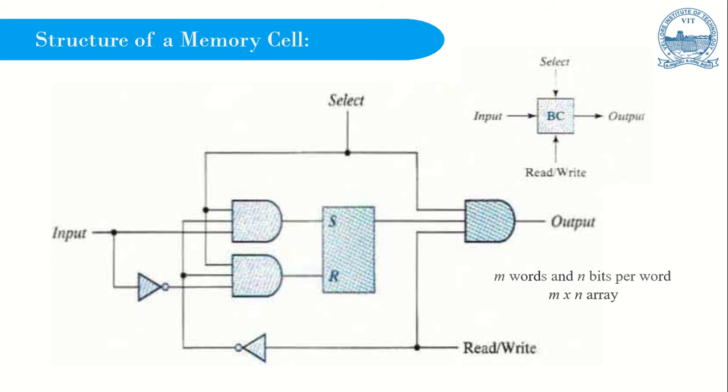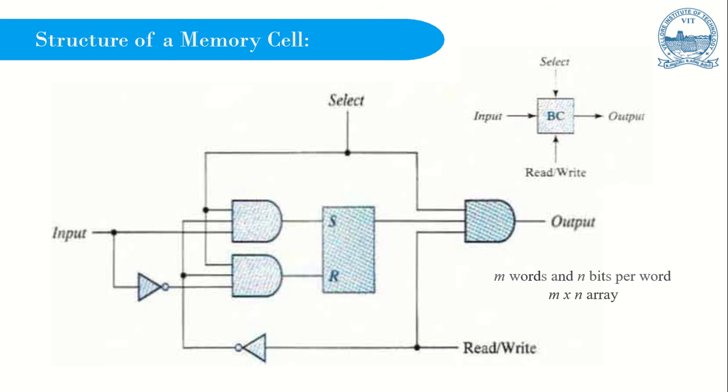The width of the address specifies the number of memory locations. If k is the number of bits in the address, then we can generate 2 power k possible memory locations with k bits of address input. In general, a memory is represented as m words cross n bits per word, m cross n, where m is the number of memory locations or words, and n is the number of bits per word.